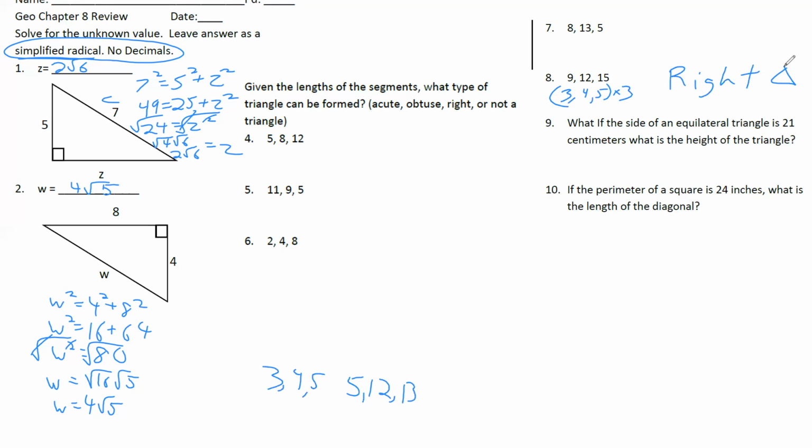Now, the next thing you should do is look to see, do you have any that won't form triangles? Well, 5 plus 8 is what? 13. That is greater than 12, so that makes a triangle. Go to the next one. 5 and 9, that's 14. That's greater than 11, it makes a triangle. 2 plus 4, that's 6. That's not greater than 8. So for number 6, that's not a triangle.